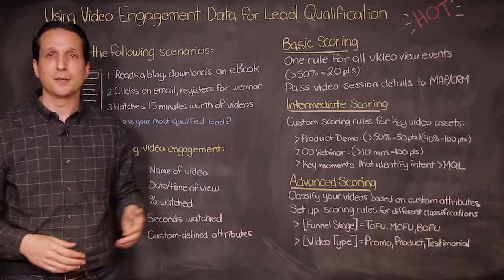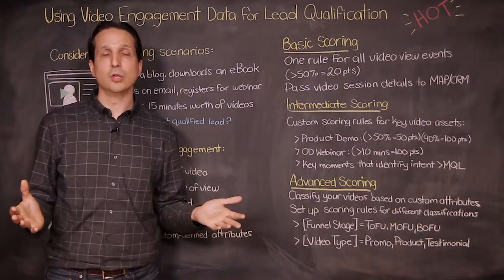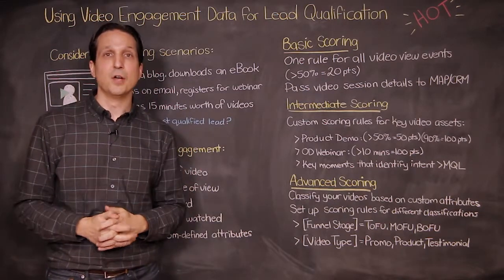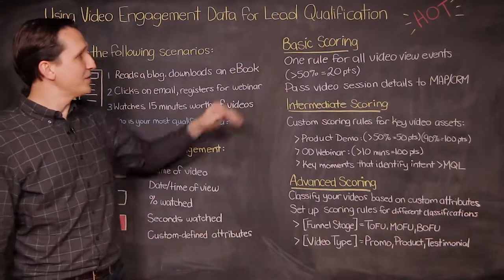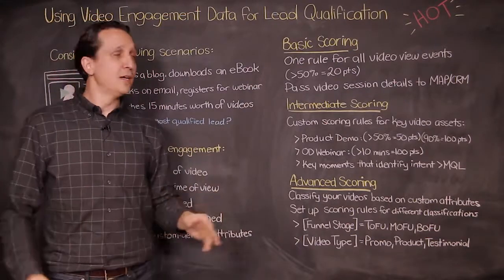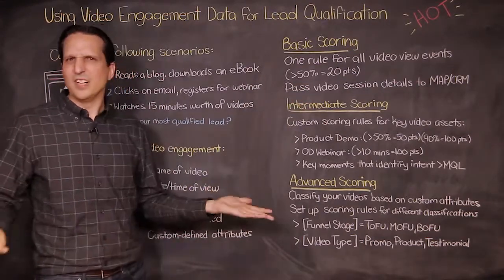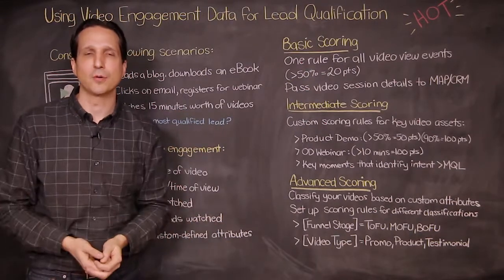Let's start with basic. The most basic way to use this data is to set up one general rule across your marketing automation system for all video view events. This is really easy to do, and you can do something like, if video viewed more than 50%, assign a certain point value. And for illustrative purposes, I've said maybe you give them 20 points. Of course, that's up to you based on your model.